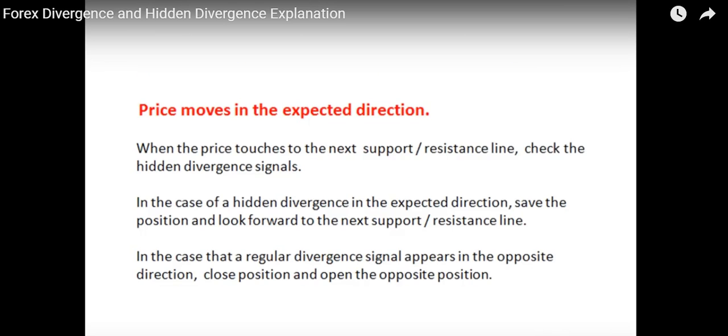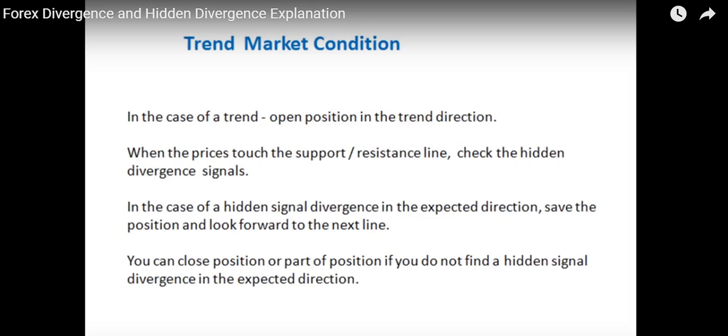Price moves in the expected direction. When the price touches the next support/resistance line, check the hidden divergence signals. In the case of a hidden divergence in the expected direction, save the position and look forward to the next support/resistance line. In the case that a regular divergence signal appears in the opposite direction, close the position and open the opposite position. In the case of a trend, open position in the trend direction.